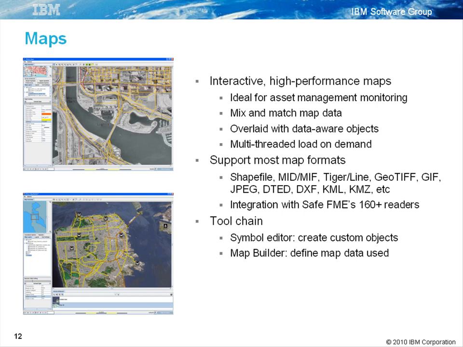For example, developers can mix and match maps from a variety of sources, enabling vector data to be placed on top of raster data, for example, and the visibility of different map data can be controlled according to zoom level. All popular map formats are supported, and the way these maps will look can be defined with a special configuration tool called the Map Builder.